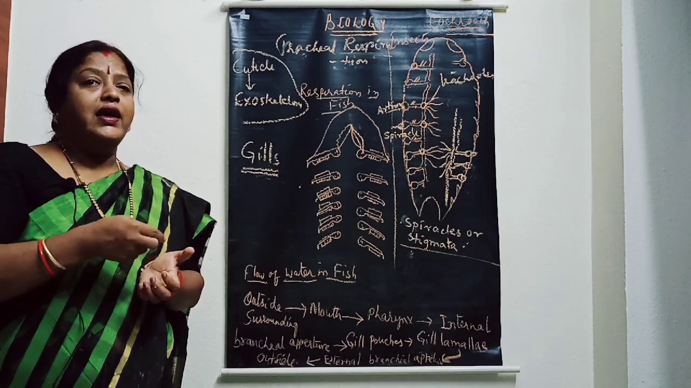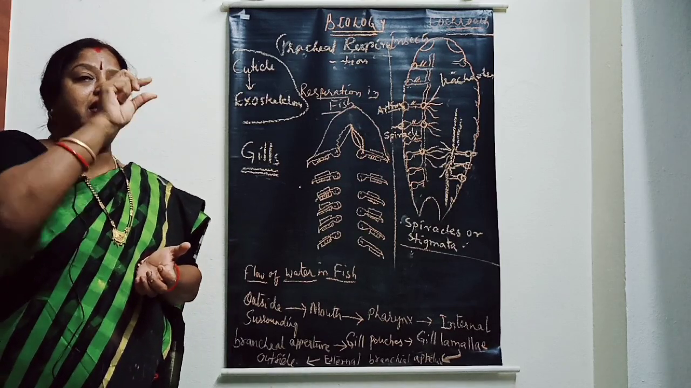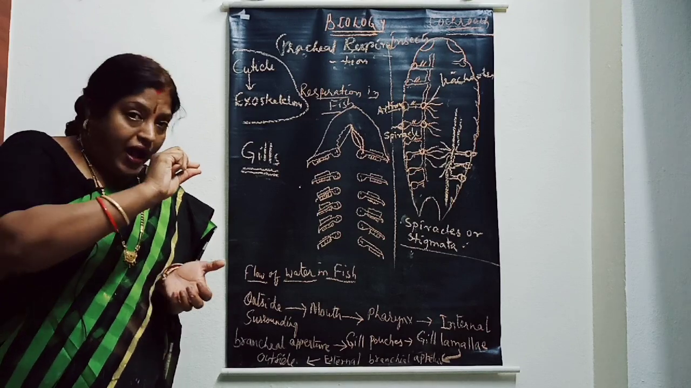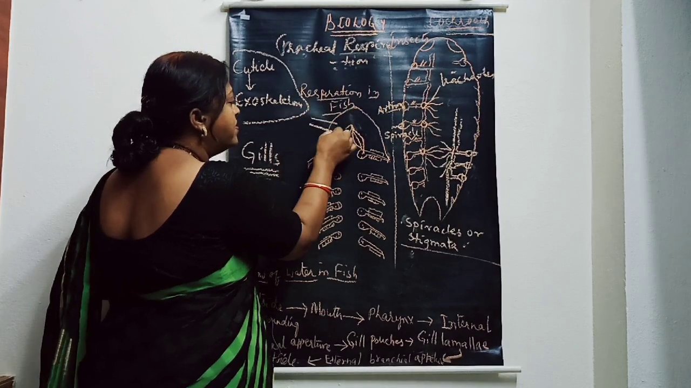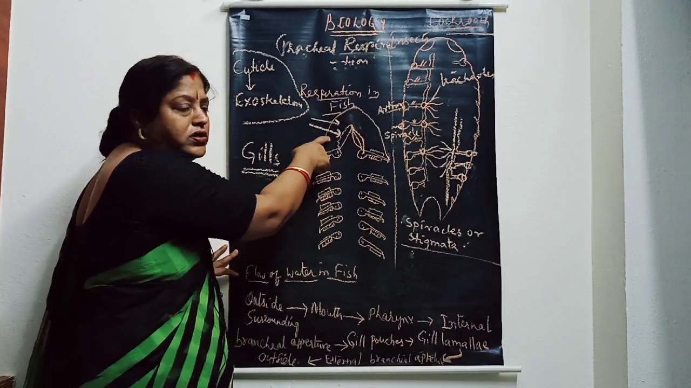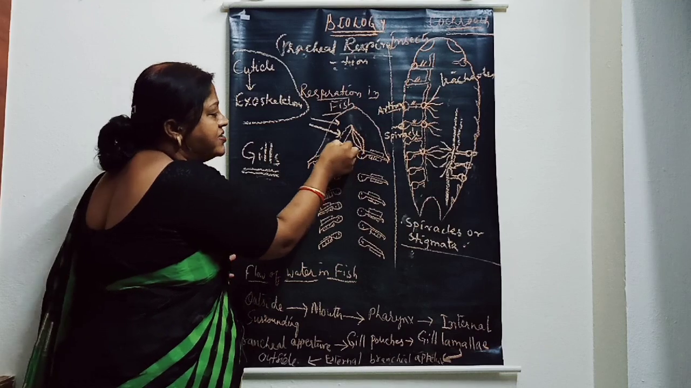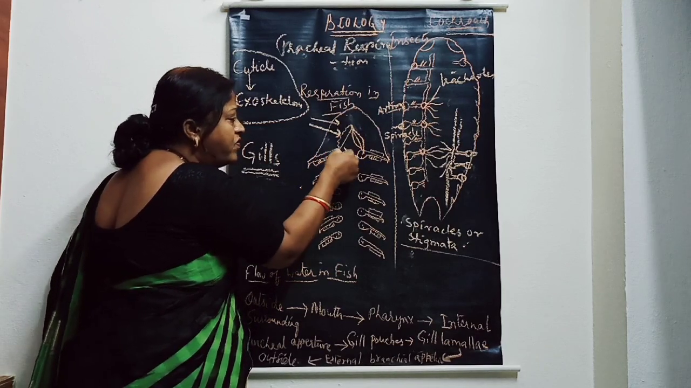Okay, and then it raises the floor of the buccal cavity and closes the mouth. Then the water from the mouth, so this is the mouth, children, passes into the pharynx. Here, this is the mouth and this is the pharynx.